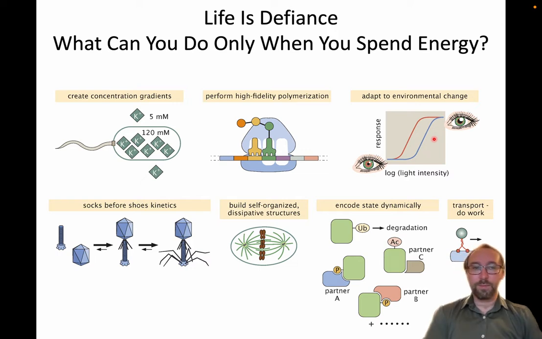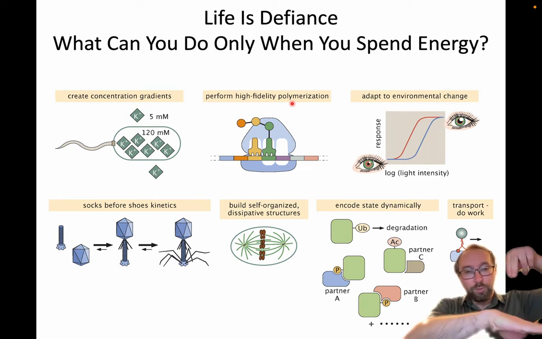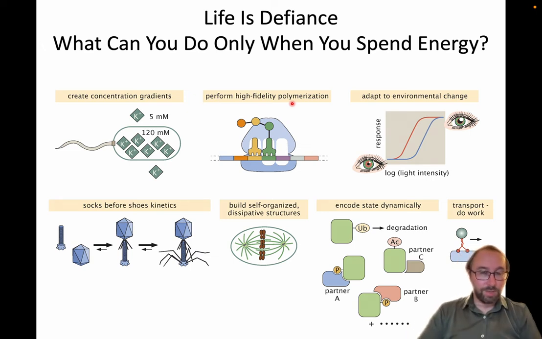Okay, so some of the examples that we're going to focus on are, you can spend energy to create a gradient, right? So, to have more, for example, ions inside the cell than outside the cell. You can spend energy to increase the fidelity of molecular processes. For example, think of the process of translation. How often do you incorporate the right amino acid versus the wrong amino acid?